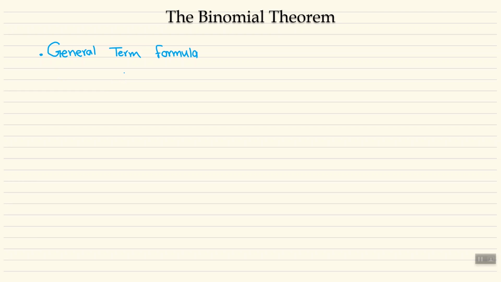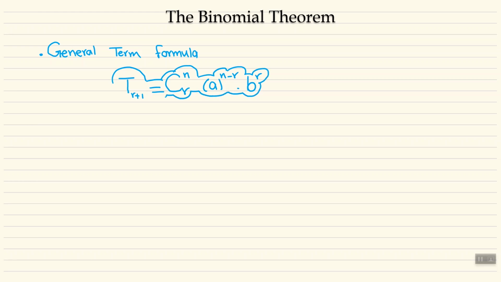What does the general term formula say? It says t r plus 1 equals combination n r a to the power of n minus r b to the power of r. It's the same as what we have inside the expansion. And we use this rule usually to find any specific term that we want. For example, if we want to find the fifth term, or the fourth term, or the third term, things like that, then we use this formula.